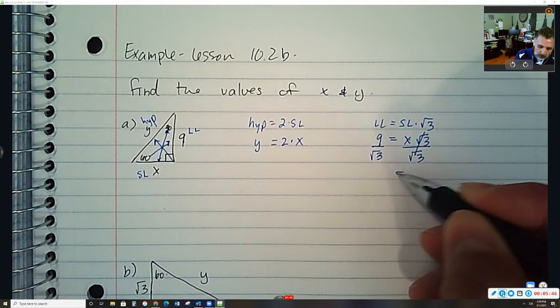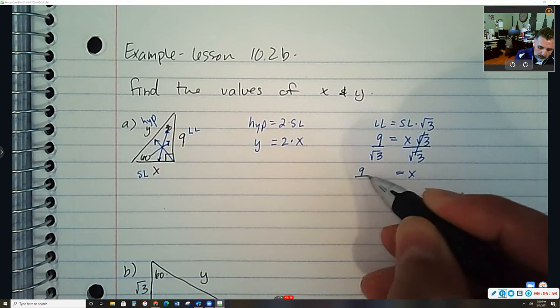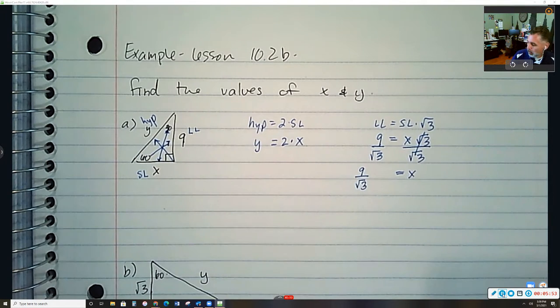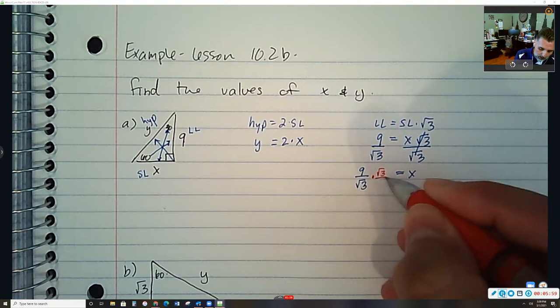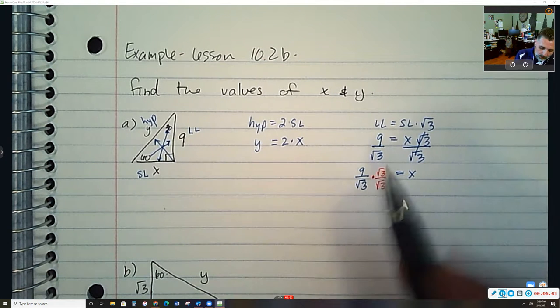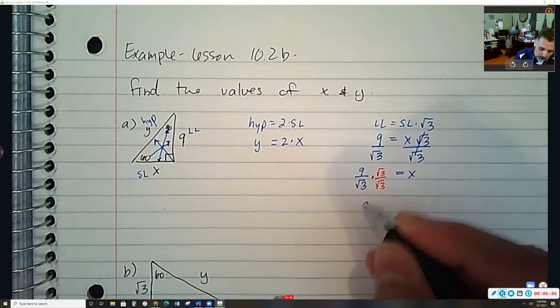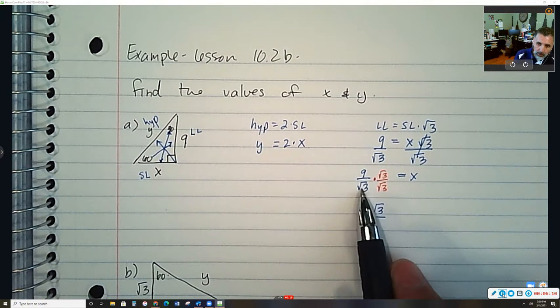That goes away. Then we have x, and what we have is 9 over square root of 3. But remember, we cannot have square root of 3s or square roots in the denominator. So what we have to do is multiply the top and the bottom by the square root of 3. And when I do that, I get 9 times the square root of 3 on top. And then on the bottom, this simplifies into 3.